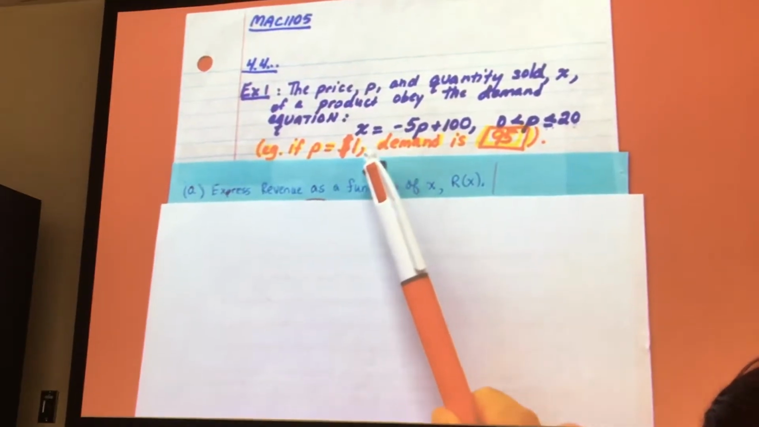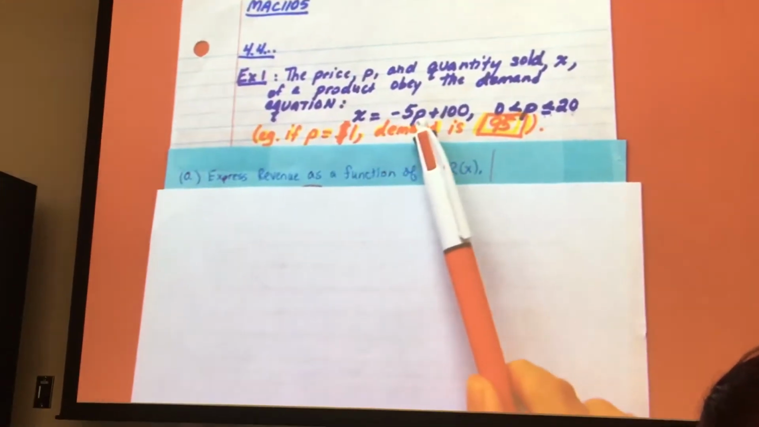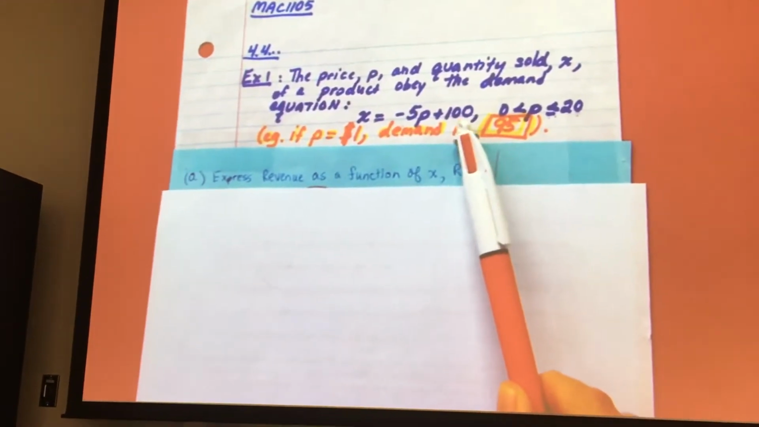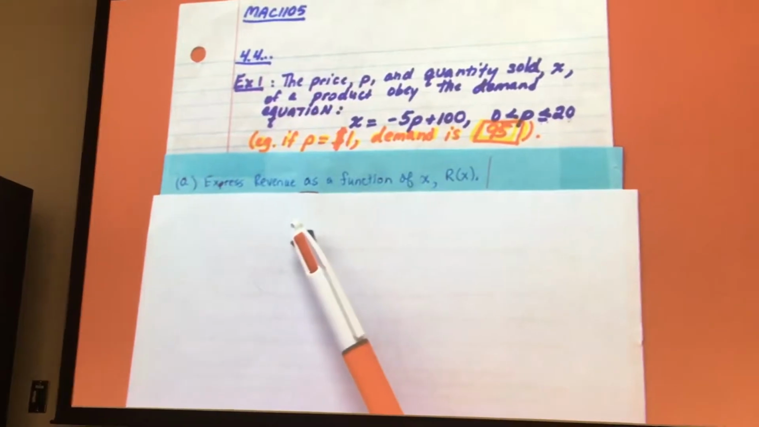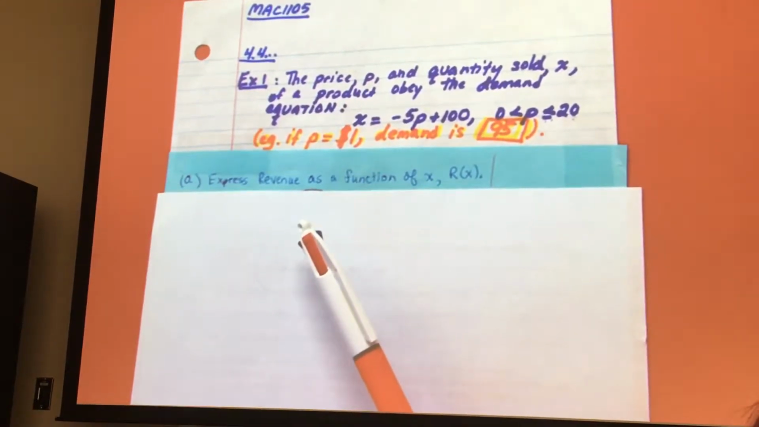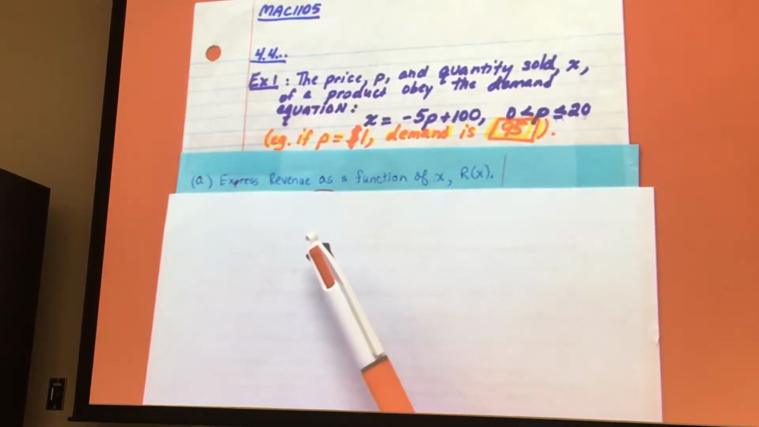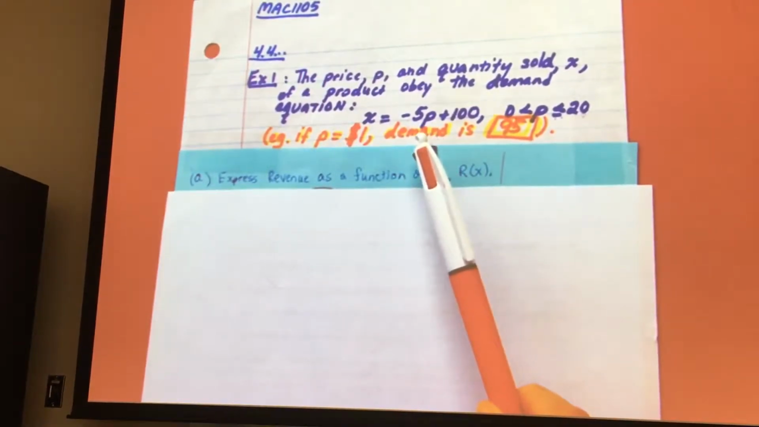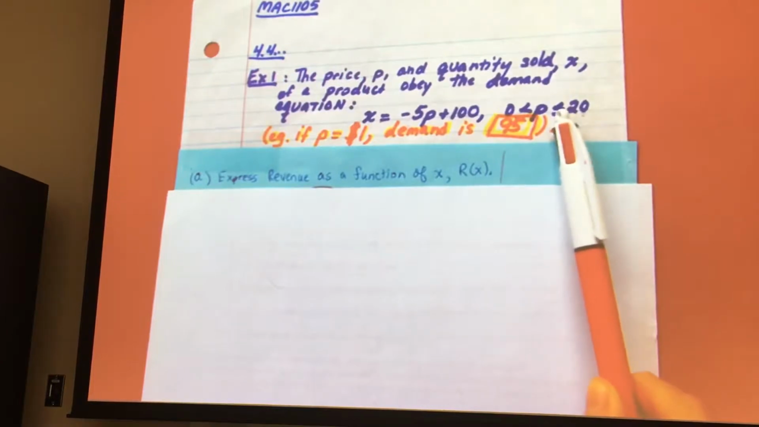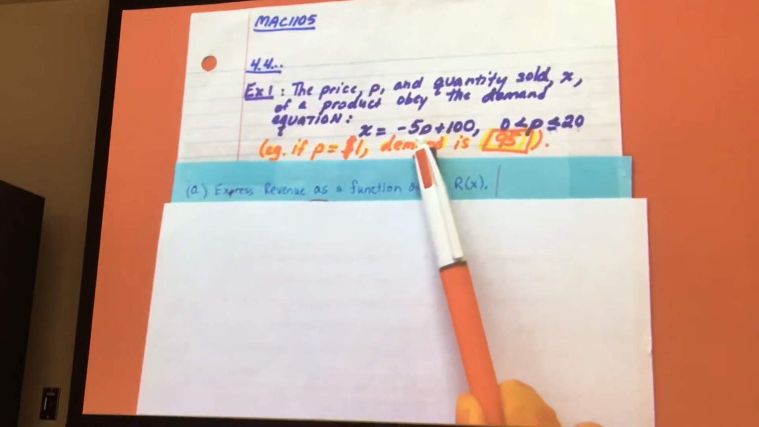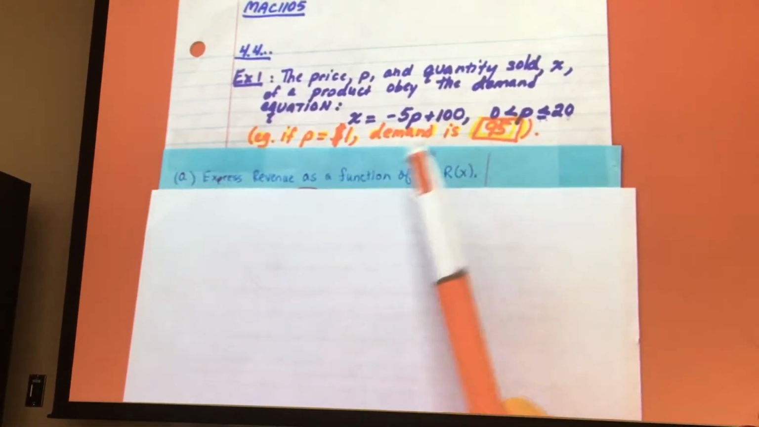But what if I raise the price of the pen to $2? 2 times -5 is -10. Plus 100. So when the price of the pen is $2, I only expect to sell 90 pens. That makes sense. When I rose the price by $1, the demand dropped by 5 pens, didn't it? What if I sold the pen for $10? That's still allowed, right? So let's do it. 10 times -5, that's -50. Add it to 100, I only sell 50 pens.